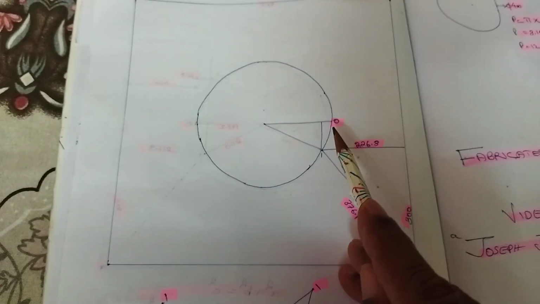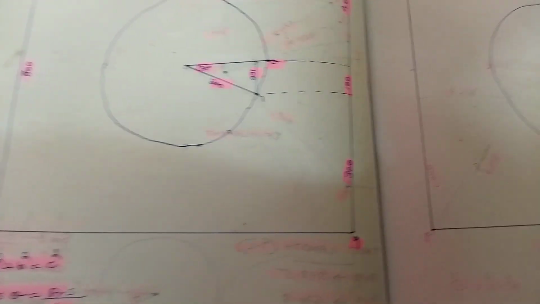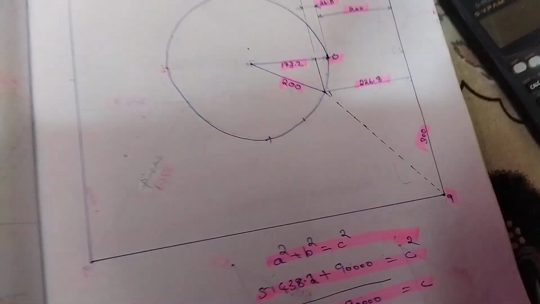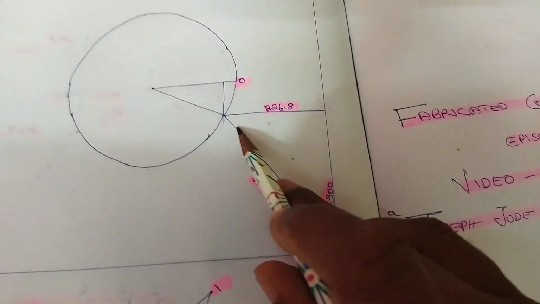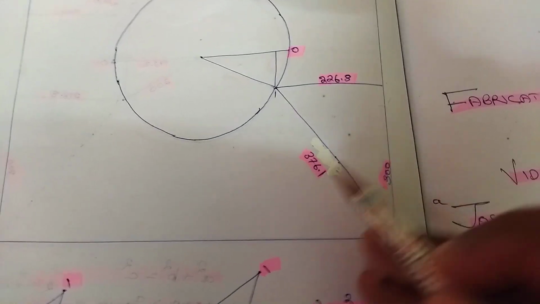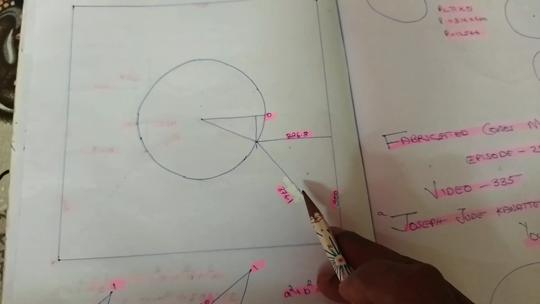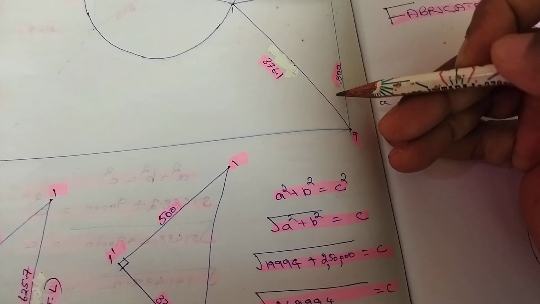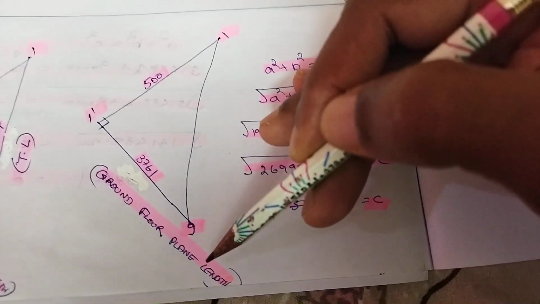This is in the earlier diagram. And 226.8 we had already got here. This measurement is also 300. Using these two, we use the formula a square plus b square is equal to c square. Then we got 376.1. It is the length visible in plan. That is the ground floor plane length.